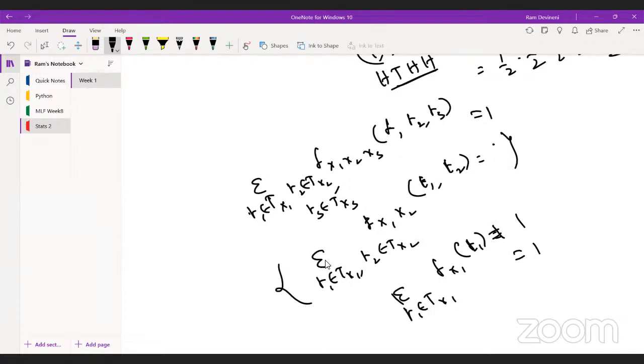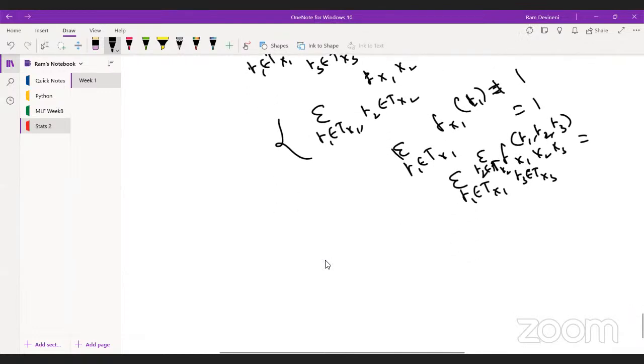Why is that? It's going to be equal to 1, right? What is fx1 of t1? Can someone tell me? fx1 of t1 is nothing but the sum of fx1, x2, x3 with respect to t2 belongs to tx2 and t3 belongs to tx3. This entire sum is this value. But t1 will remain constant, no, sir? Yeah, t1 will remain constant there, so it will not be equal to 1.